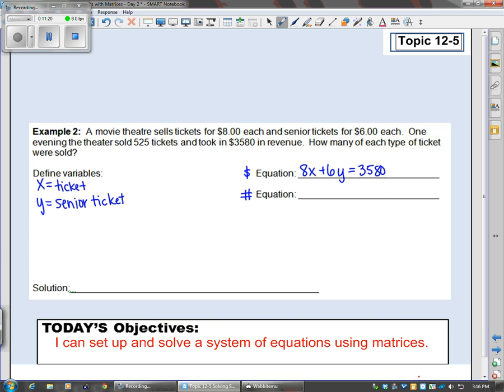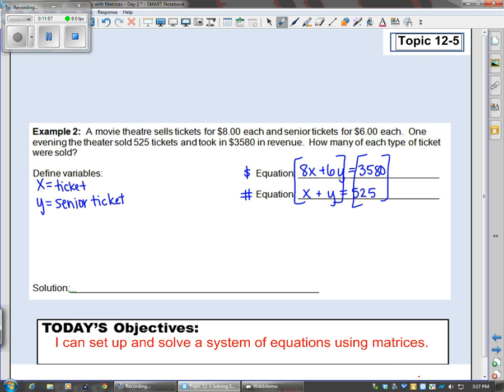Now the next equation feels weird, but it's actually easier. The number of regular tickets plus the number of senior tickets, when you just counted tickets, 1, 2, 3, 4, 5, there was a total of 525 tickets sold. Those don't have a value assigned to them, that's just a quantity. Okay, you'll see several problems like this, and you just kind of get used to setting them up this way. So 8x plus 6y equals 3,580, and x plus y equals 525. So there's your matrix. There's one matrix, and there's the other.